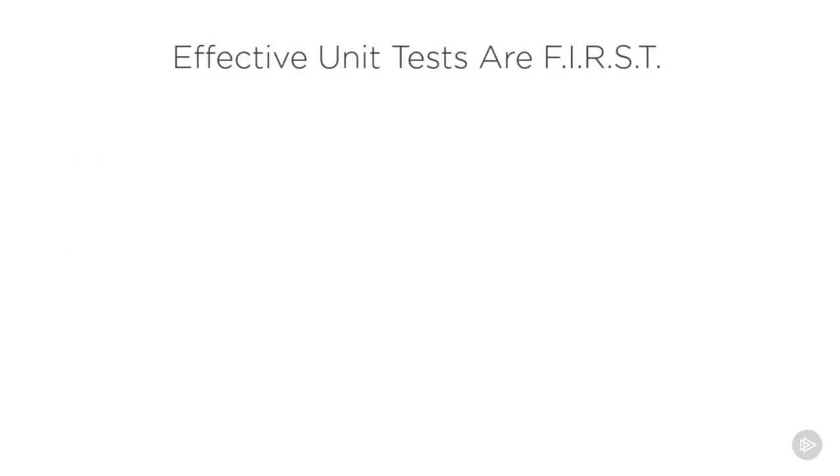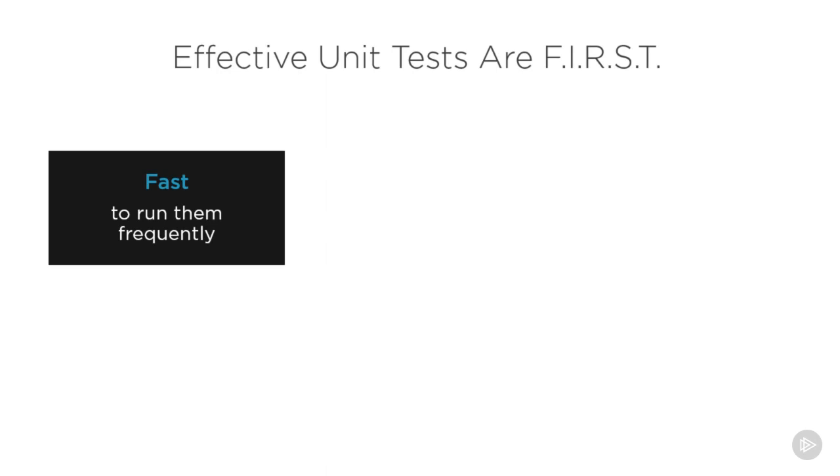Effective unit tests are FIRST. The FIRST mnemonic was introduced by Tim Ottinger and his colleagues from Object Mentor. The F in the FIRST mnemonic stands for fast. Your unit tests should be fast to run them frequently. While writing production code, you should be able to run your tests multiple times. So if you run your tests only each half hour, you can write a lot of production code that does not work as expected. So you need to ensure that your unit tests are really fast.